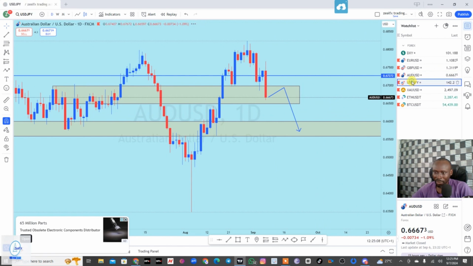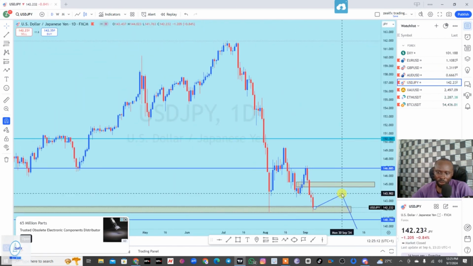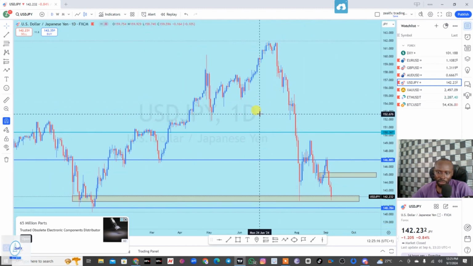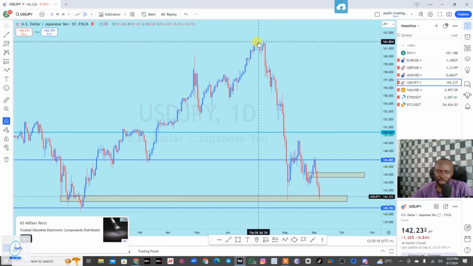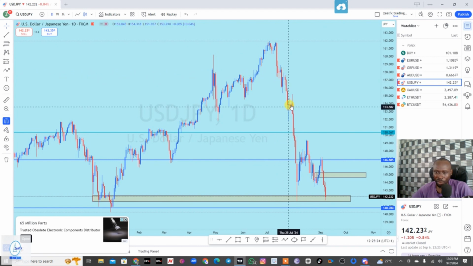So let's look at our next pair, which is the USDJPY. USDJPY is currently on a downtrend. You can see price is in a downtrend, which is a higher high, a lower high, a lower high, lower high, lower high, which shows that this price has been on a downtrend.